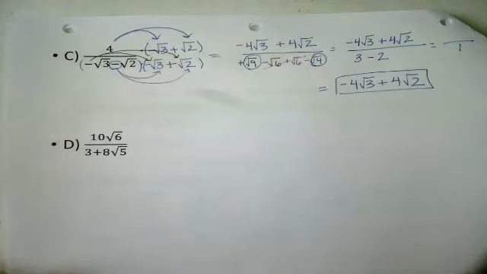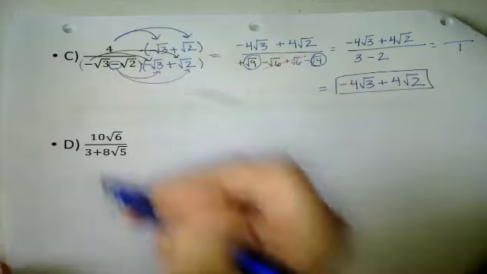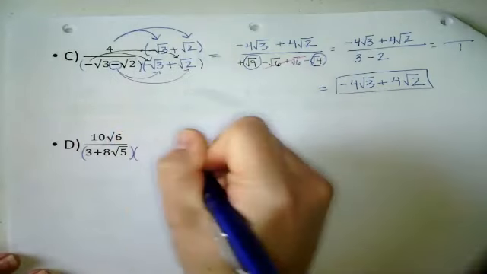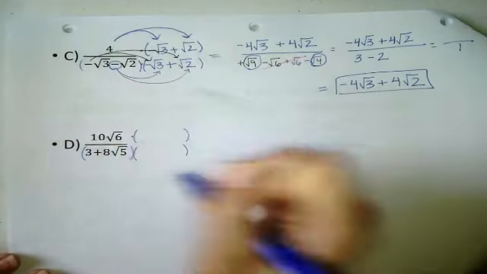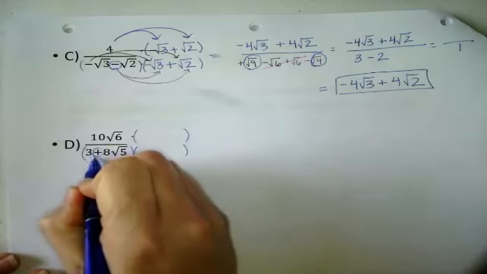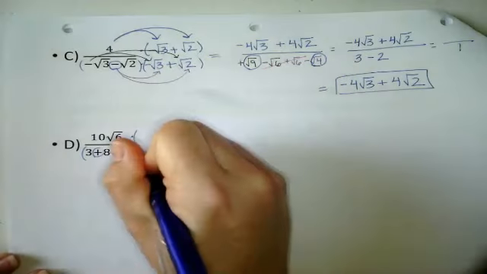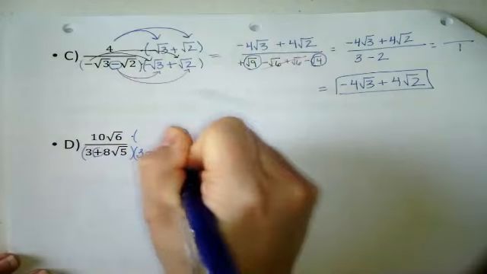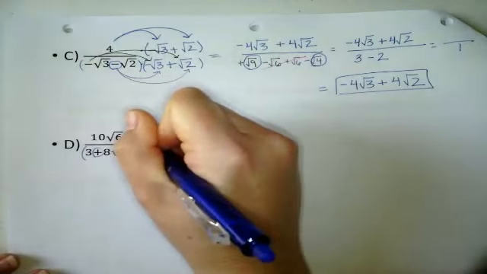Ooh, this one looks complicated. Okay. We're going to multiply by the conjugate. Again, picking one sign to change. So we are going to multiply by 3 minus 8 radical 5. And top and bottom.